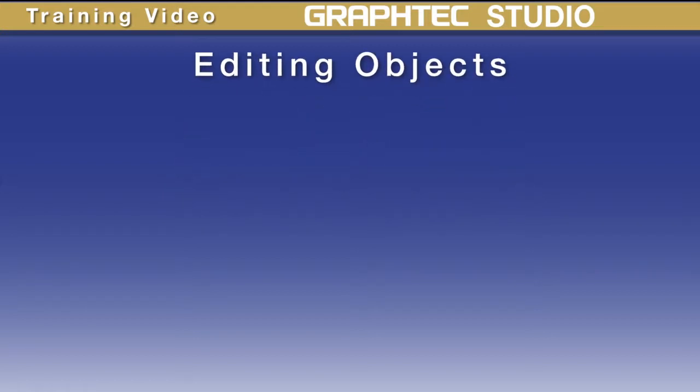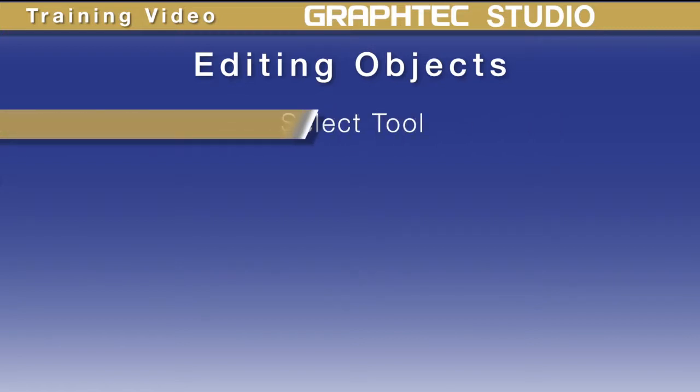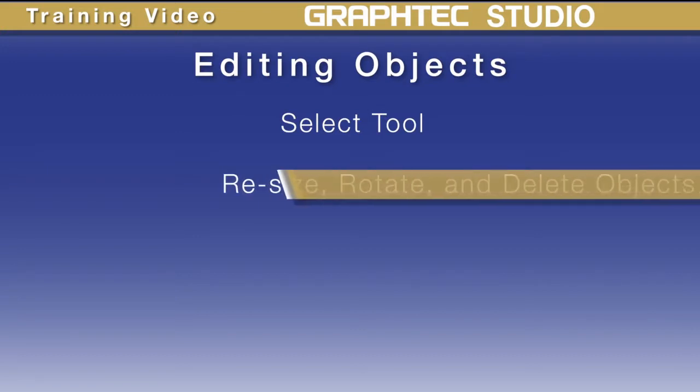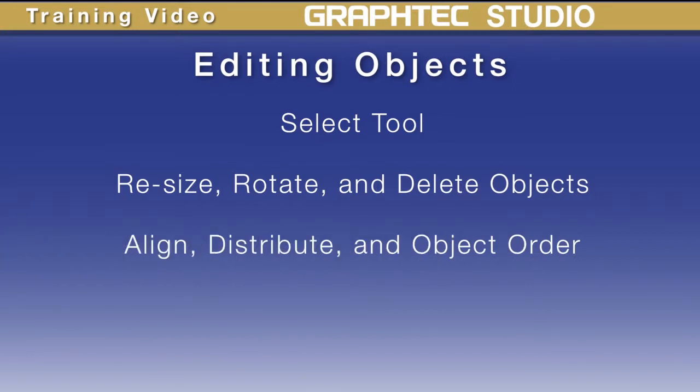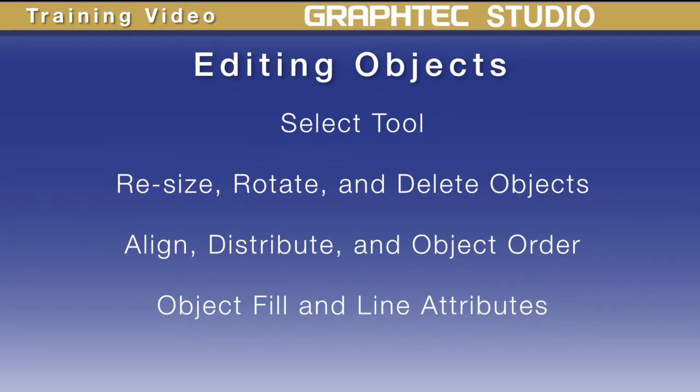In the previous lesson, we covered how to create objects. In this lesson, we'll cover how to edit created objects. The subjects covered in this lesson are using the Select tool, how to resize, rotate, and delete objects. We'll cover how to align, distribute, and set the order of objects. And finally, we will learn how to change an object's fill and line attributes, both with color and pattern options.